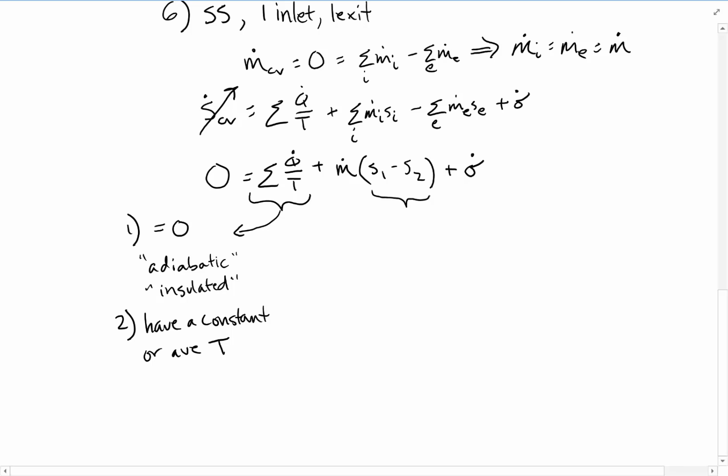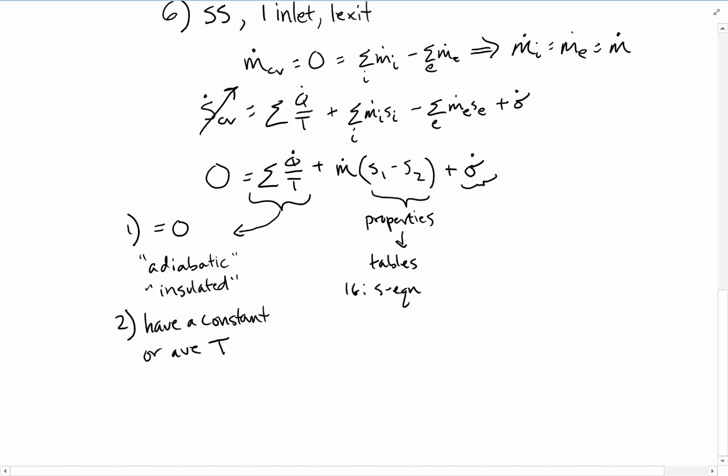This S1 minus S2 term, these are properties. So these are the things that you get from tables, or in the case of an ideal gas, you get from the entropy equation for ideal gases that we've talked about previously. But however you get properties for your substance, that's where they go, right here in this term in the middle.